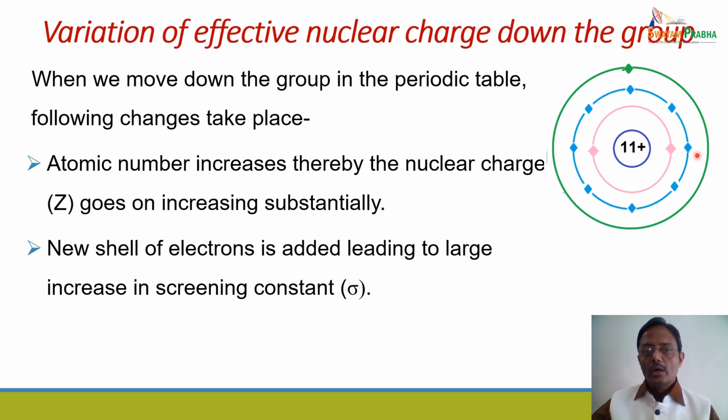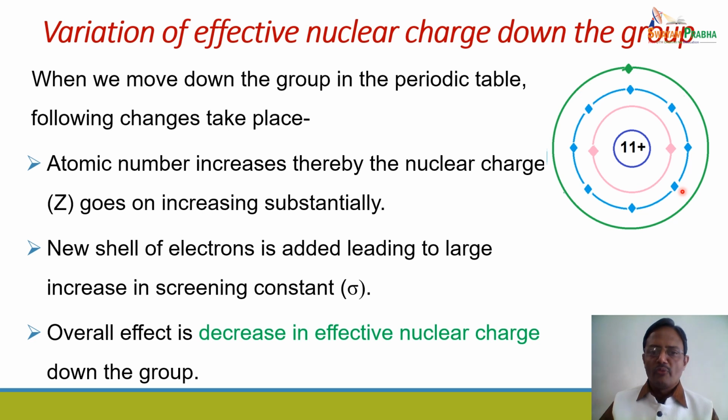Similarly, when we move down further to sodium, one more shell is added. So every time this screening constant is increasing, and also the distance of the electron from the nucleus is also increasing. As a result, the net effect is decrease in the effective nuclear charge, that is Z asterisk, down the group. So when we move down the group, the effective nuclear charge goes on decreasing. When we move across the period, the effective nuclear charge goes on increasing. This is the effect of change in effective nuclear charge down the group and across.